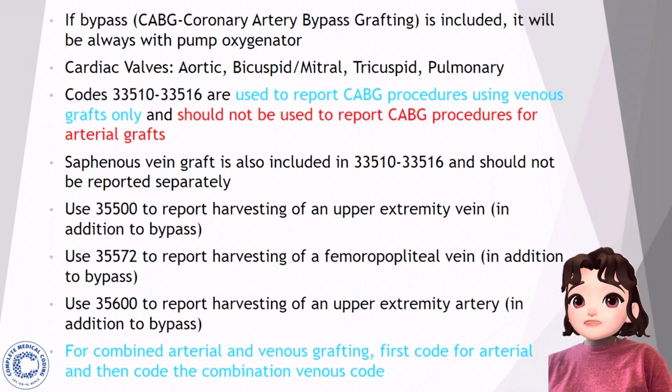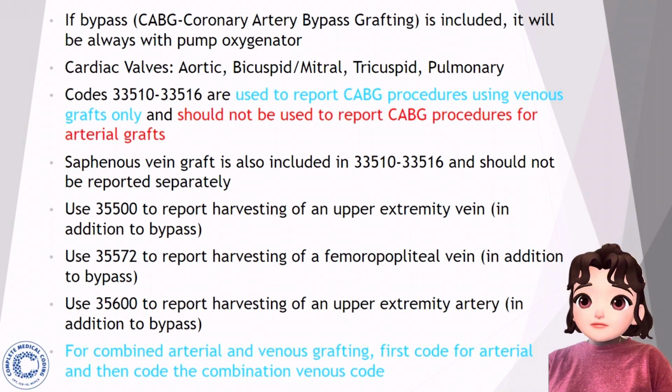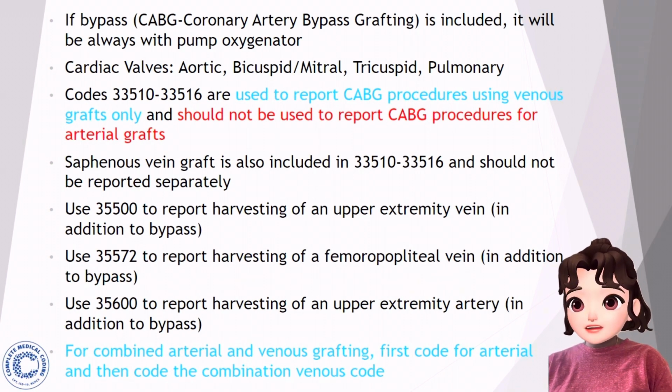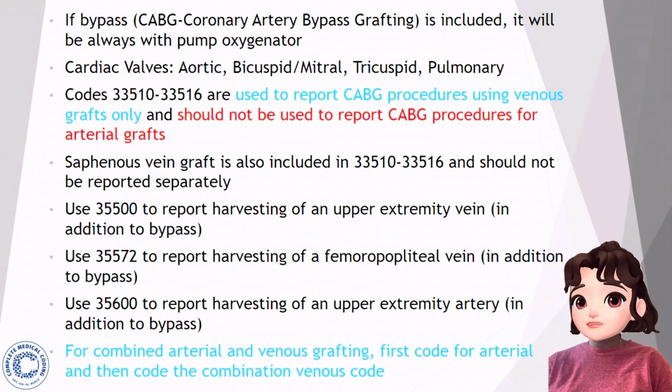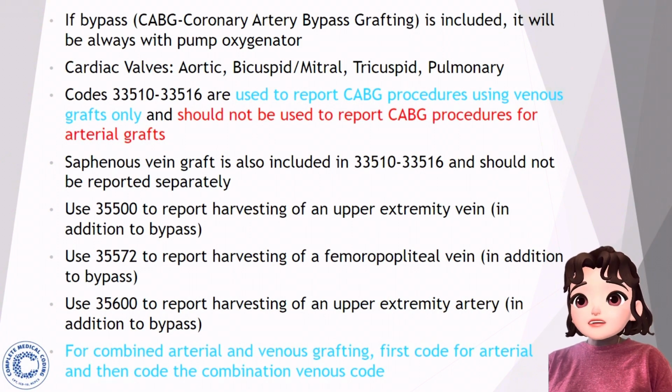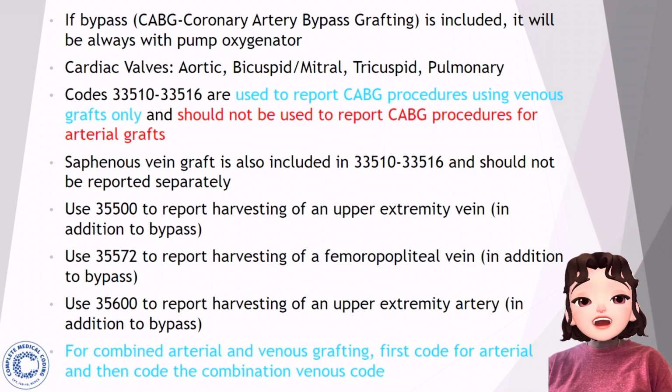Now, cardiac valves. Which are the 4 cardiac valves? Just for your knowledge, I am mentioning it here: aortic, bicuspid or mitral, tricuspid, and pulmonary. These are the 4 cardiac valves.